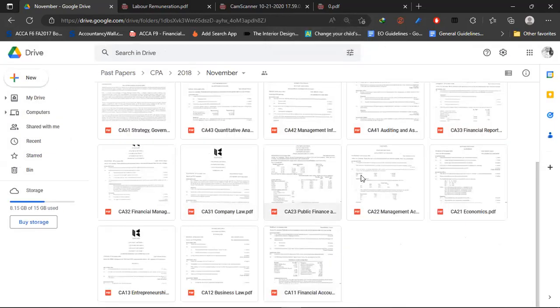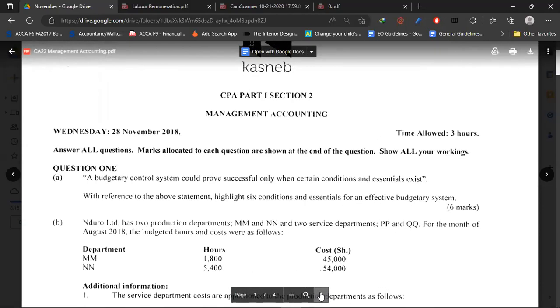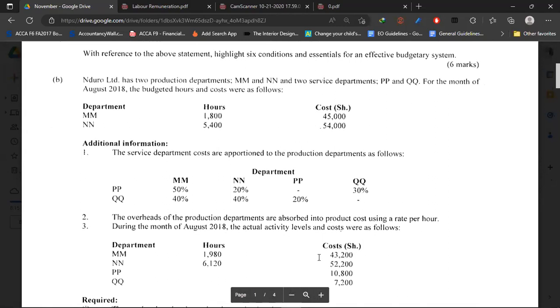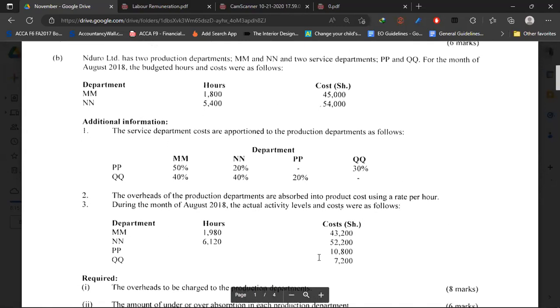We have management accounting here. But kaswali walikaleta pale. If you are not keen, unaweza shangaa. Mbona examiner ameniletea swali sijawahi funzwa? Go on.